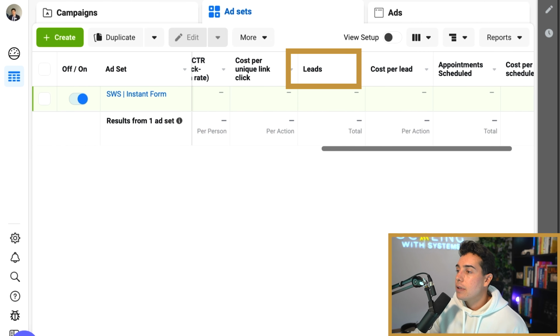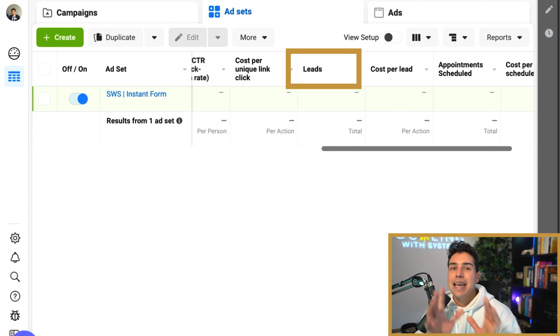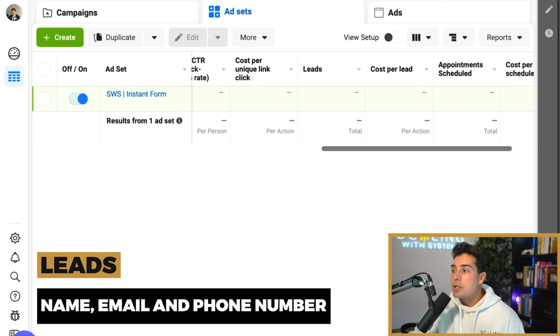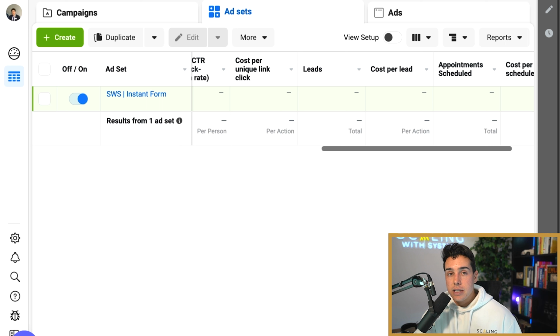And then you have leads. So this is how many leads your ad is generating. For the majority of our clients, we don't really deal with e-commerce companies. We're more dealing with service-based businesses, typically online service-based businesses. So they're really looking for leads and booked calls and closed deals. So for us, a lead is somebody who gives us their name, email, and phone number. So I want to see what our cost per lead is and the number of leads that we're generating.